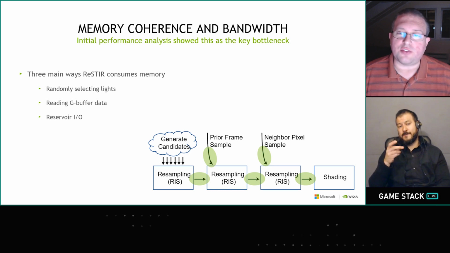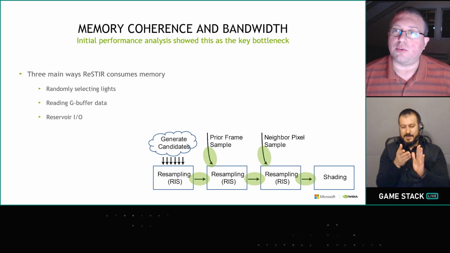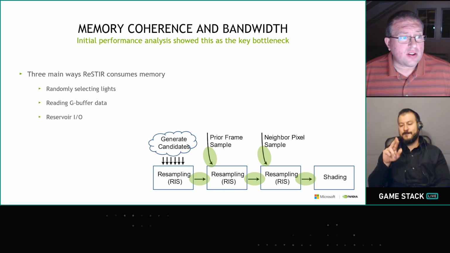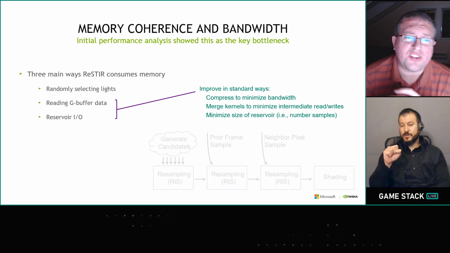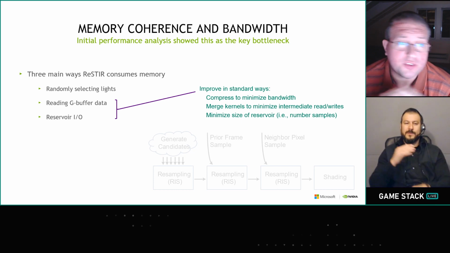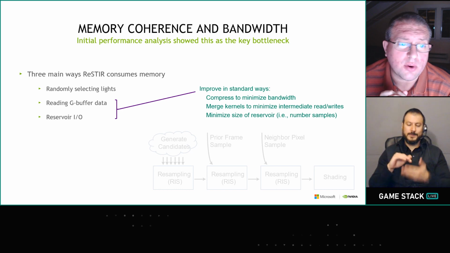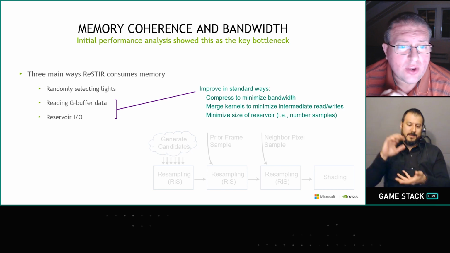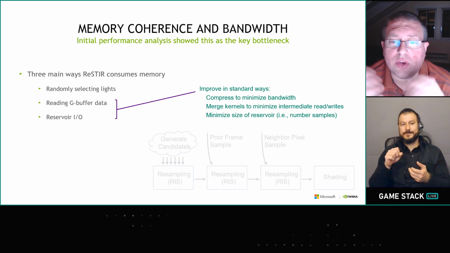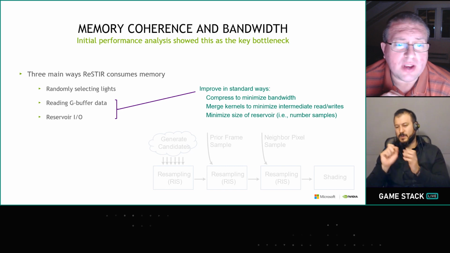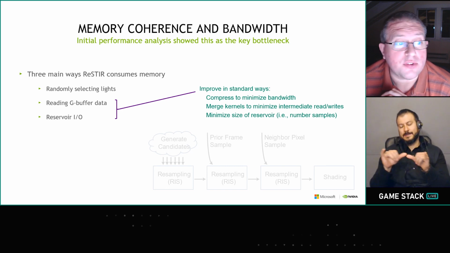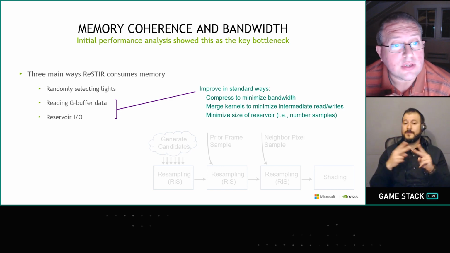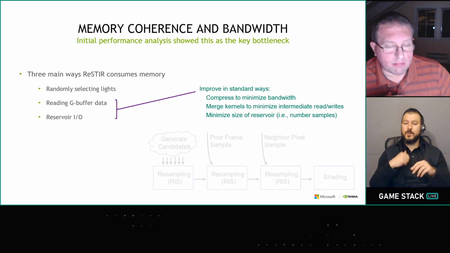These are the intermediate data structures that we use to pass our light samples between different kernels or between different frames. Now, for gbuffers and reservoirs, there's sort of standard ways to improve the bandwidth and coherence here. One is we can compress to minimize bandwidth. We can merge kernels to minimize the intermediate read-writes between them. Or we can minimize the size of the reservoir, meaning the number of samples, so that we have less memory to read. These are all fairly standard. They're very important, but I'm not going to talk about them much more in this talk.